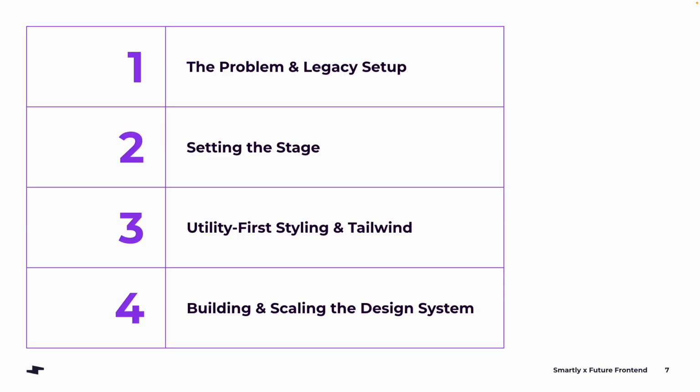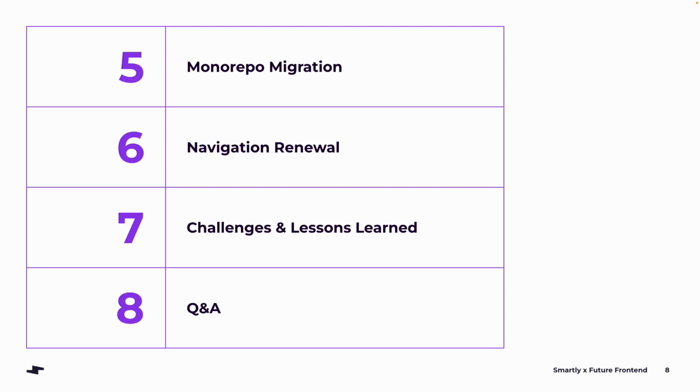About the talk, I will walk through the problems that we have with the legacy setup, then give some background, move to Tailwind and the decisions that we made around that, and then to the new design system, all the way to monorepo migration, navigation renewal, and then ending the talk. So quite a lot of topics. I have no idea how long this takes, but it should be less than an hour, I promise you.